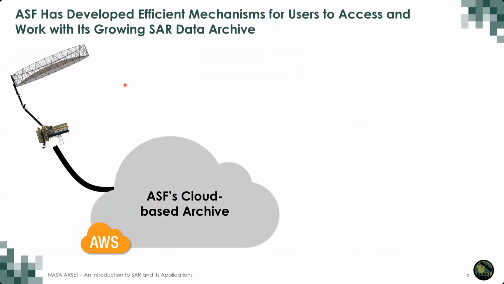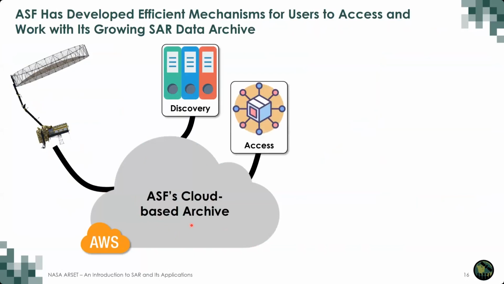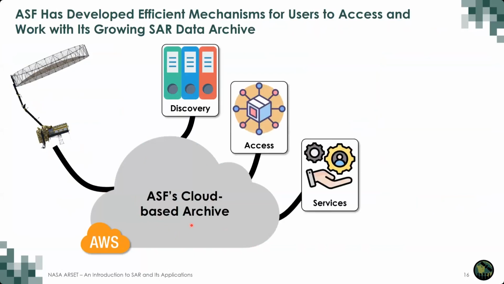effectively. And so we focused on a cloud-based archive. So all of the datasets that come in to ASF, they are now stored in the cloud, in the Amazon Web Services cloud. And then based on this cloud-based archive, we have developed efficient mechanisms to discover these data, to access them, and then also build some services on top of these data sets that allow you to create value-added products and work with data sets more effectively, whether you work in the cloud or whether you prefer working on your local machine.